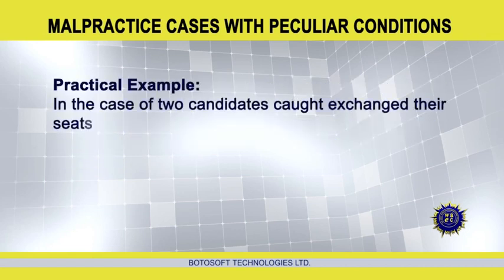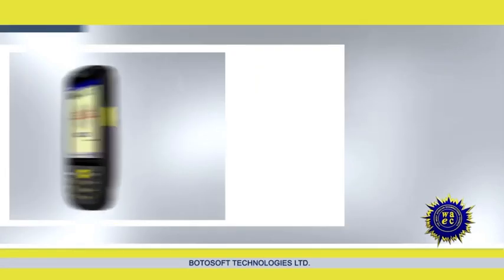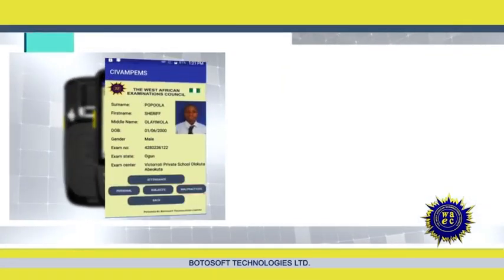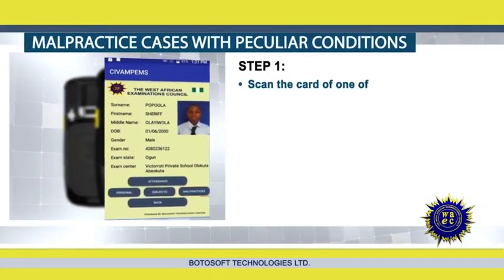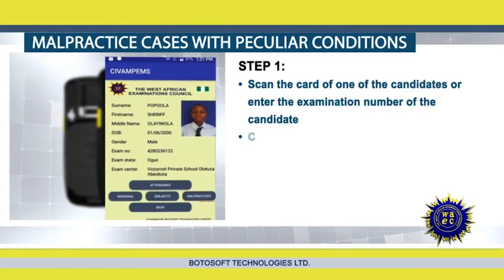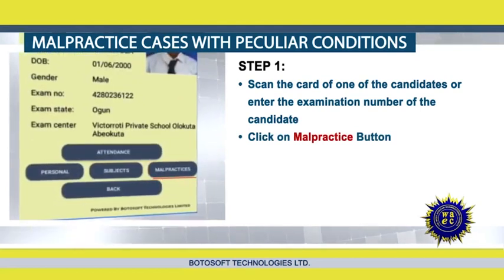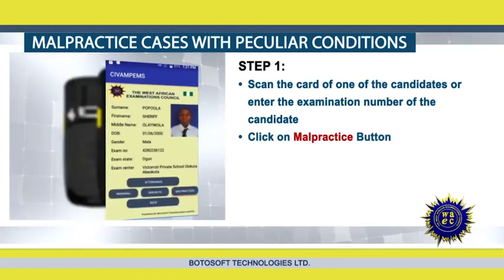Practical example. In the case of 2 candidates caught exchanging their SITs in the examination hall, code 286. The processes explained below should be followed. Step 1. Scan the card of one of the candidates or enter the examination number of the candidate. Click on Malpractice button.